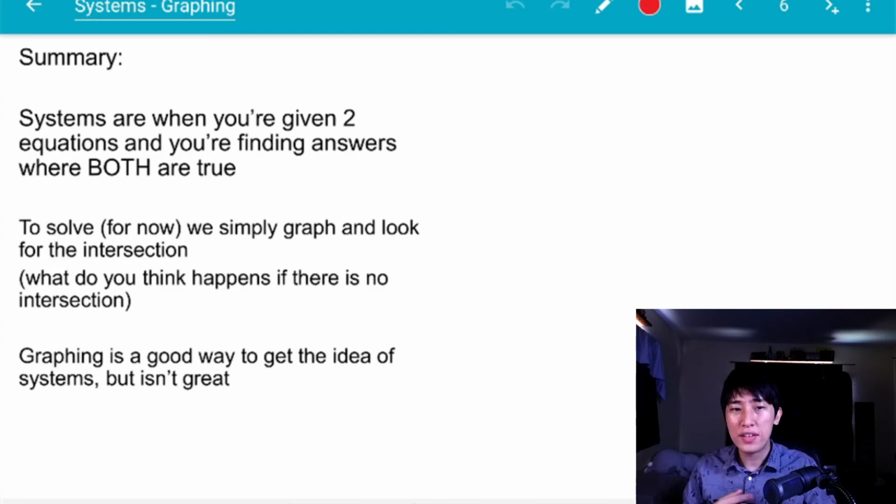Finally, graphing is a good way to get the idea of systems, but it's not a great way of actually solving them. So if you need to solve by graphing, make sure you have that in your back pocket. That shows up on tests, it shows up on Khan Academy, and it also shows up on SATs and ACTs and standardized testing like that. So make sure you know how to do it. But whenever you're solving systems, we will be going over a better method.